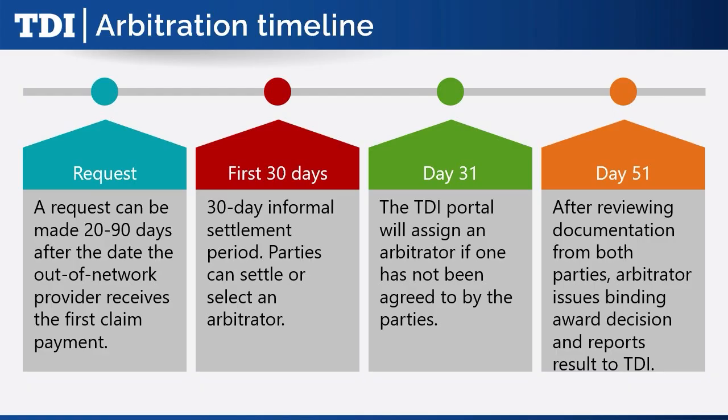Parties can work together to settle the request. They can make offers back and forth. If they can't reach an agreement, they can select an arbitrator. And if they do select an arbitrator, that arbitrator will be assigned. On day 31, if no arbitrator has been assigned and if an agreement hasn't been reached, the request then assigns to an arbitrator. That arbitrator will then review the documentation provided by the parties and issue a binding award decision by day 51.